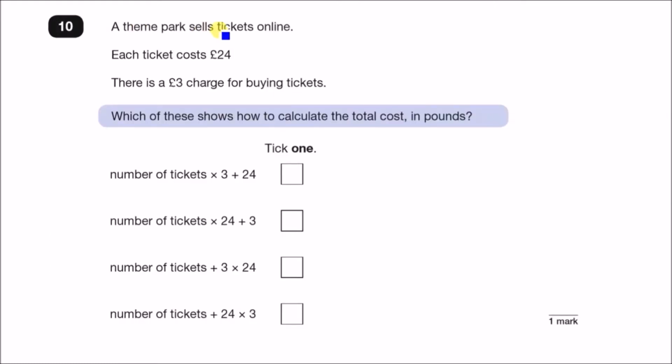Okay, question 10. So a theme park sells tickets online. Each ticket costs £24, so that's per ticket, yeah? And now there is a £3 charge for buying tickets, probably because you have to buy online. Now, which of these shows how to calculate total cost?